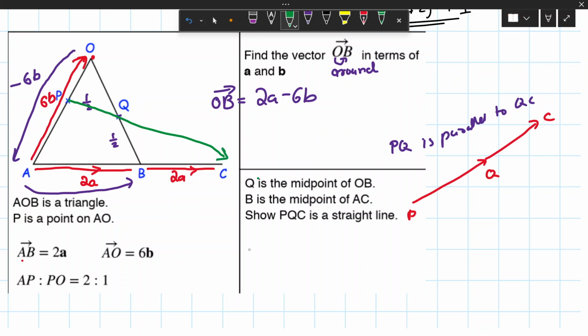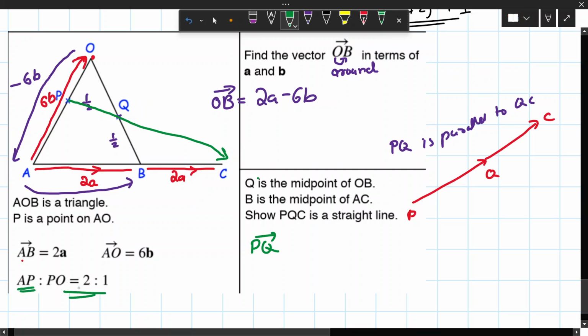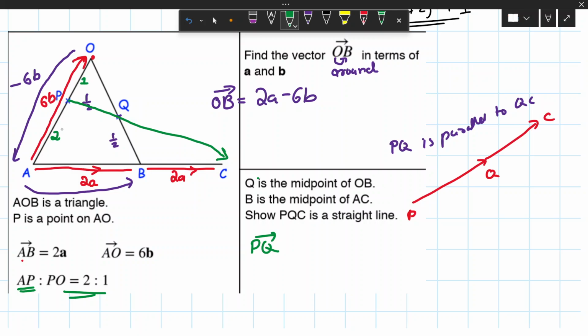Okay, so first let's find P to Q. Again, we have to go around. Oh, they've given us a ratio here. I forgot, I didn't see that. So AP to PO is 2 to 1. That means this is 2 parts, this is 1 part. So altogether 3 parts. So this is 2 out of 3, that is 1 out of 3.